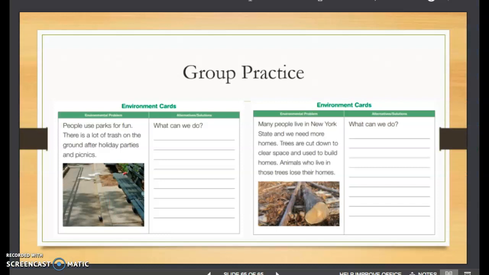We just saw different ways that people pollute our areas, our environment, and our air. One of the ways, not just air pollution, is polluting our environment. People use parks for fun. There is a lot of trash on the ground after holiday parties and picnics. Many people go to the park to have a picnic or have a birthday party, and a lot of times they leave things behind. What can we do as a solution?